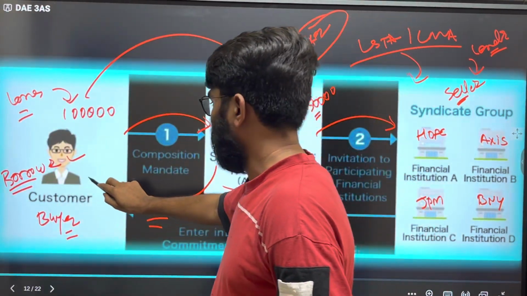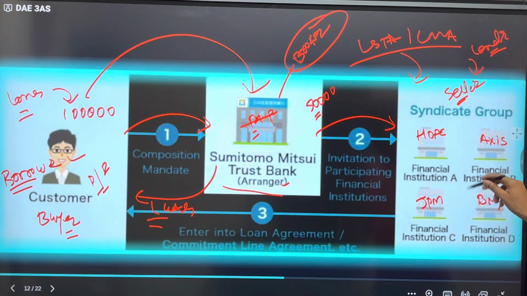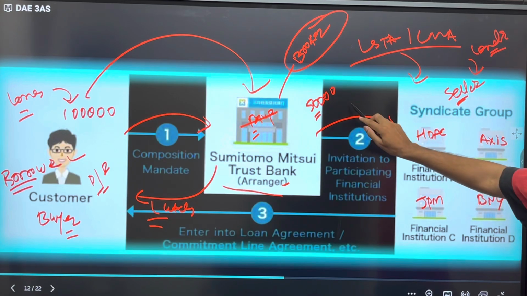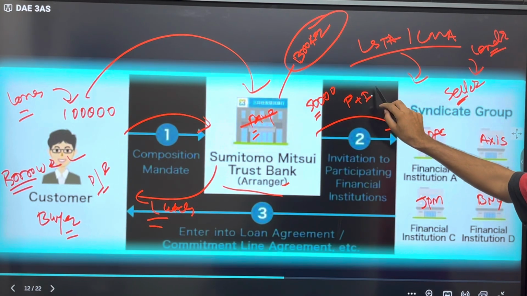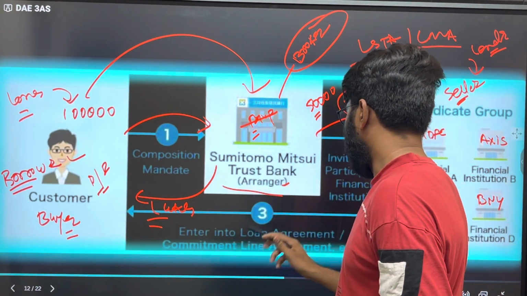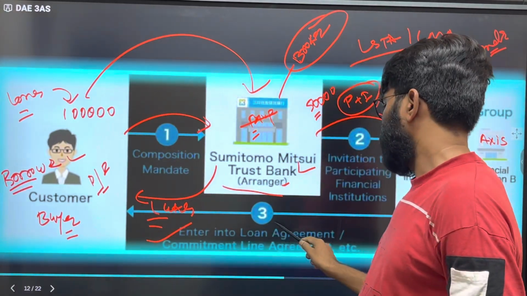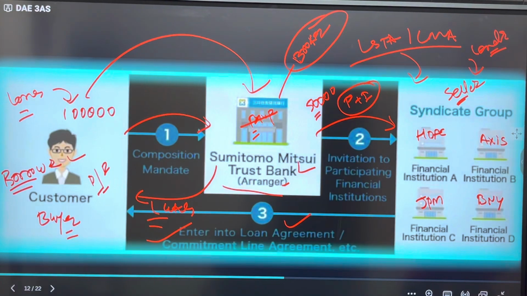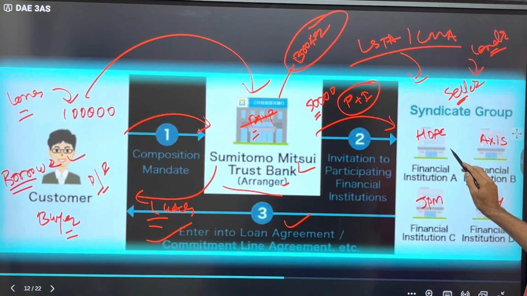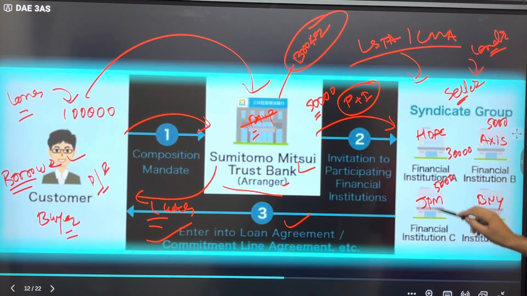The borrower will always pay the principal and interest, and the loan syndication group institutions will receive principal plus interest. Here Sumitomo Bank initiates the agreements, a loan agreement or commitment line agreement. So let's say HDFC decided to pay 30,000, Axis 5, JPM 5, and BNY let's say 10,000.